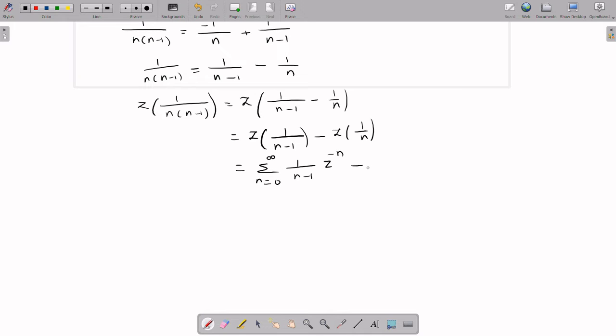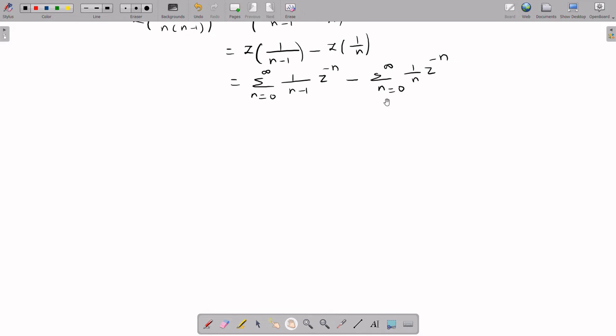What is the transform of 1 by n? As usual, you have to apply the definition. n is equal to 0 to infinity, 1 by n times Z power minus n. If you know the value of Z transform of 1 by n, you can write it directly. Otherwise, you have to use the definition. I'll show how to do it using the definition in this problem.